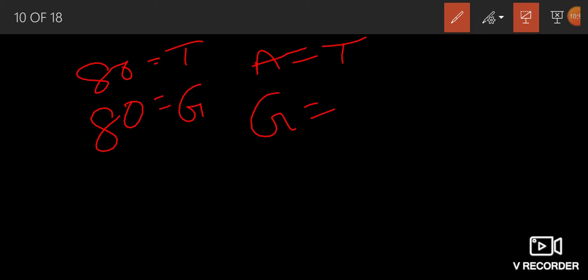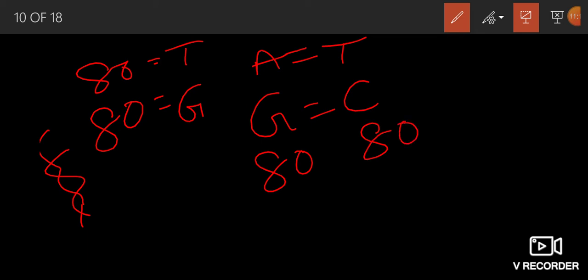80 thymine, 80 guanine. So what is the number of nucleotides? In the DNA structure, the number of adenines equals the number of thymines, and the number of guanines equals the number of cytosines, because DNA contains two anti-parallel strands. So the number of purines equals the number of pyrimidines. Guanines 80, it means cytosines also 80. Thymine 80, it means adenine also 80.